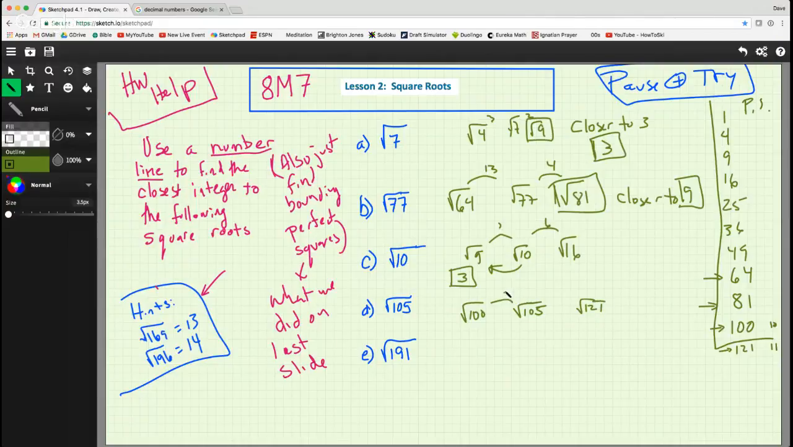So here we have a difference of 5, and here we have a difference of 16. So I'm going to say closer to 10.